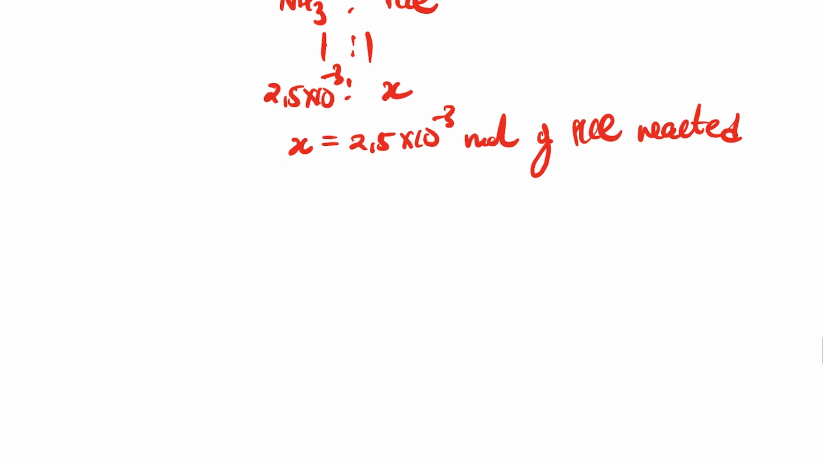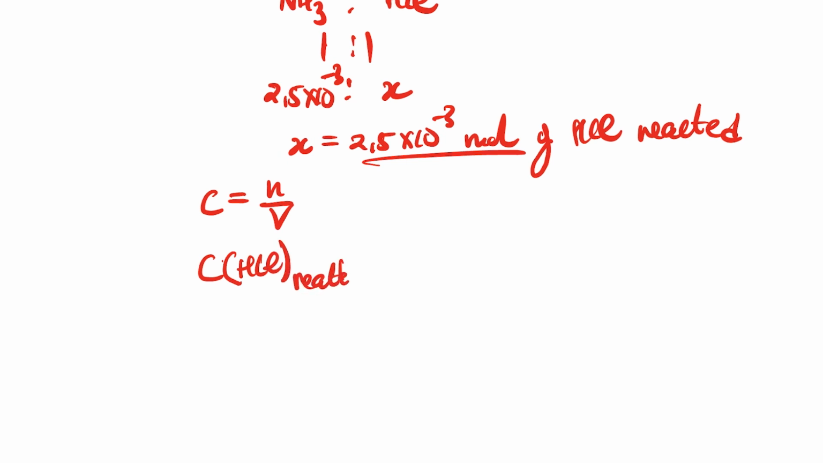So from this HCl reacted, what are we going to do? We're going to change it into concentration. Why? I'll show you shortly. So I'm changing this number of moles into concentration. So we say C. This is the concentration of HCl reacted, right? It's the concentration of HCl reacted.